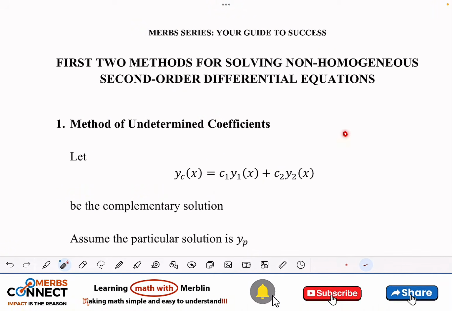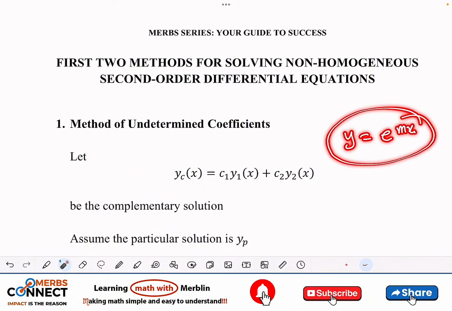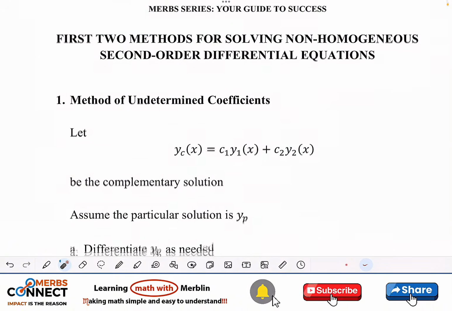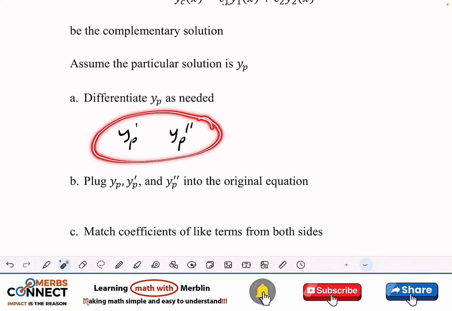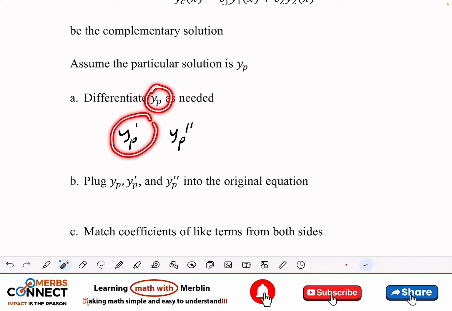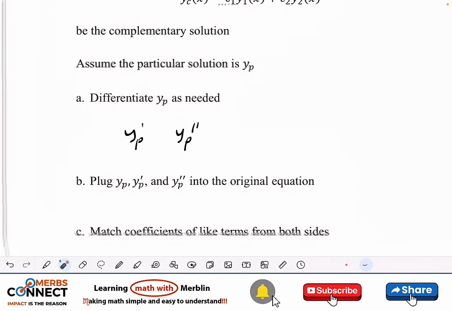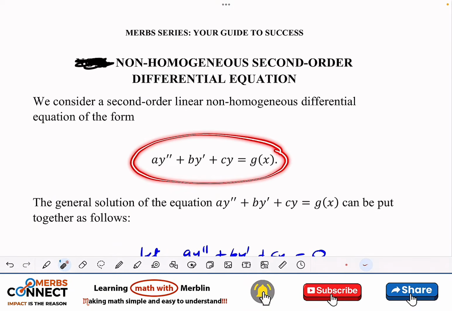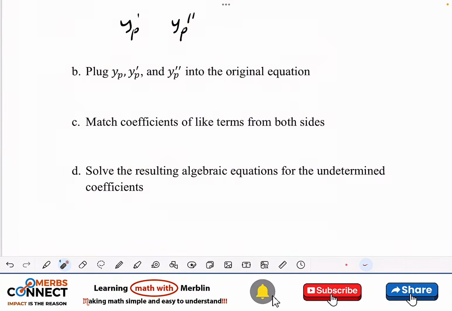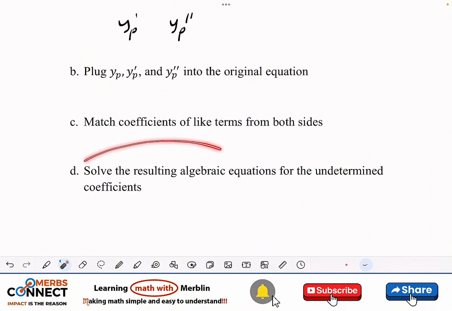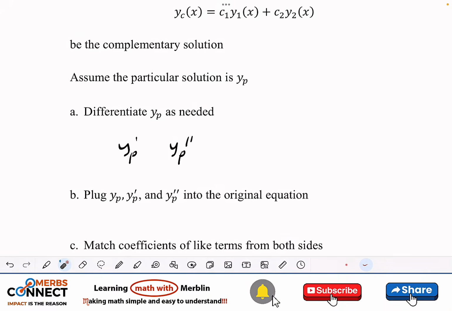After we have assumed that y is equal to e to the power mx, we need to find y prime and y prime prime and just do substitution. So basically that's what we are going to do. After I'm done differentiating, I'll plug y prime and y prime prime into the original equation. The original equation that we are talking about is this. Good, and we go through the process. Then we match the terms and solve the algebraic equation for the undetermined coefficient.